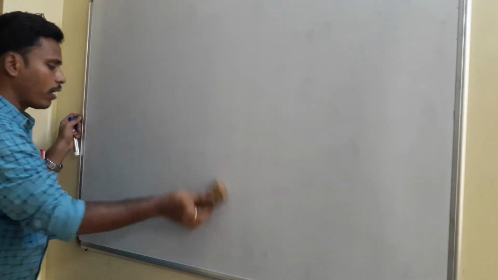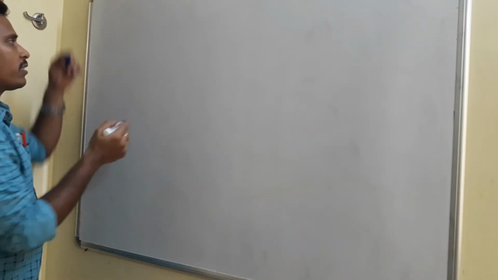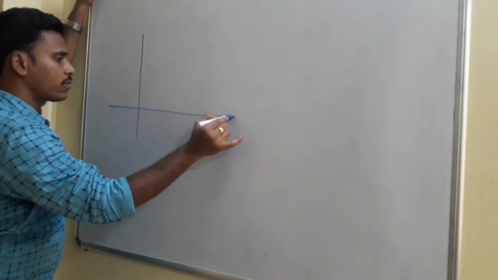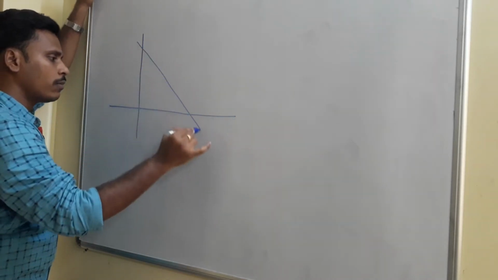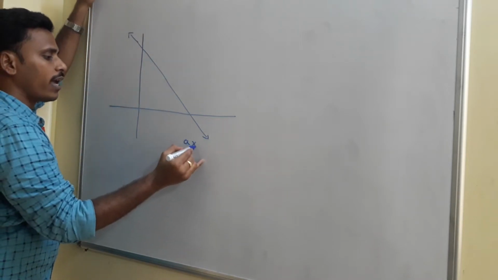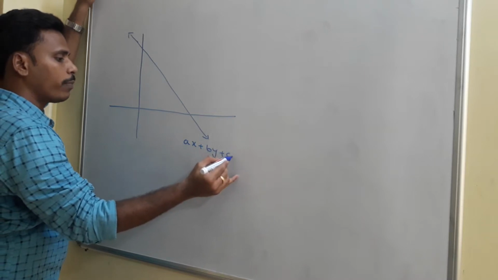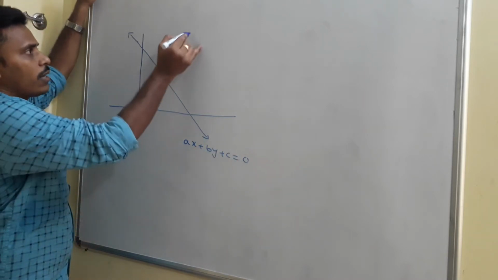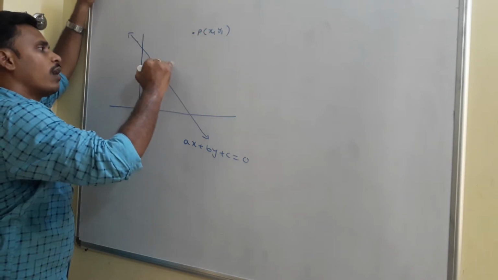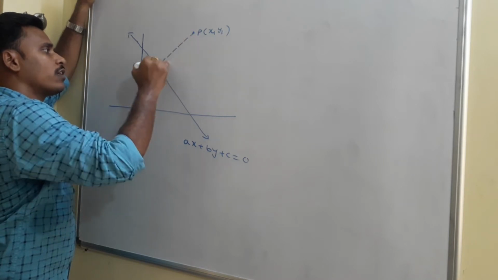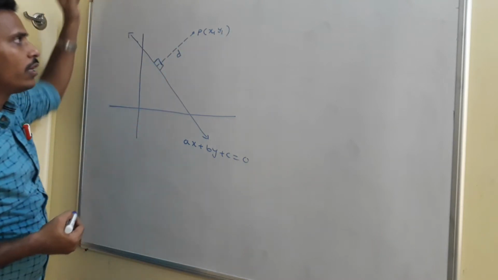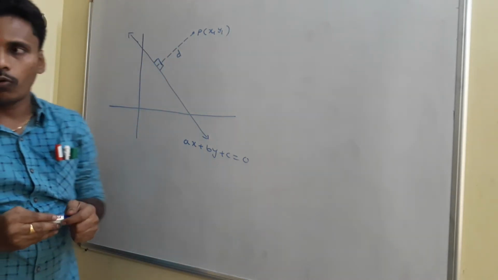Now, start with the coordinate system. First, suppose this is the y-axis and this is the x-axis, and one line is there in the coordinate system. For my convenience I took the line like this, and the equation of this line is ax plus by plus c is equals to 0. See, somewhere a point is there whose coordinates are P(x1, y1), and we are going to find the perpendicular distance from the point to the line. See, this perpendicular distance, if I mark it as d, that's what we need to find now.